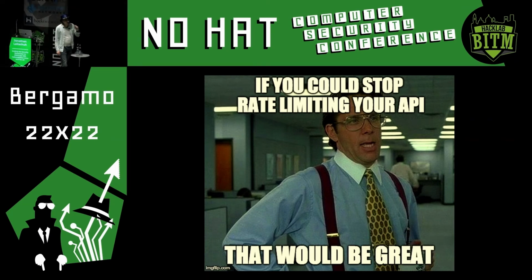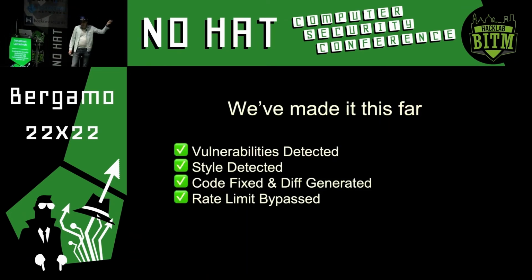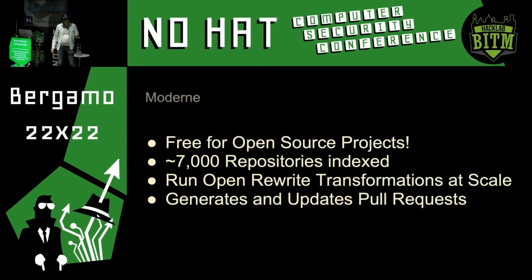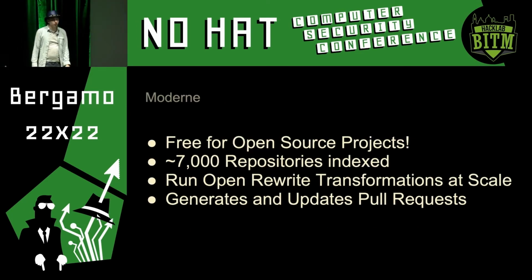Yeah. So we made it this far. We've detected the vulnerability. We've detected the style. And we fixed the code and generated the diff in the style that looks like the surrounding source code. And we've bypassed the rate limit by basically slowing down enough, whatever that means, to make GitHub happy. How do we actually fix this for all the repositories on GitHub that we want? So this is where we're going to introduce Moderne.